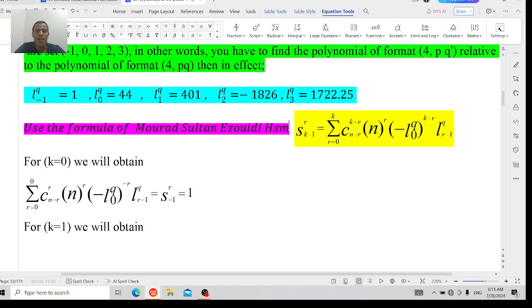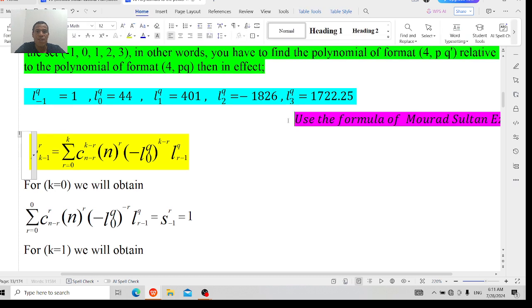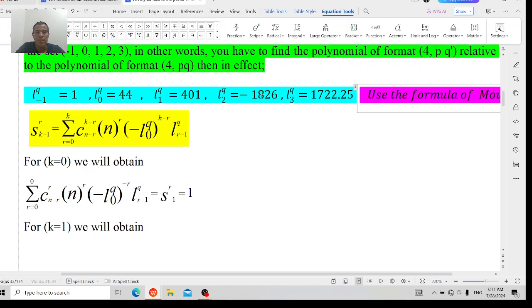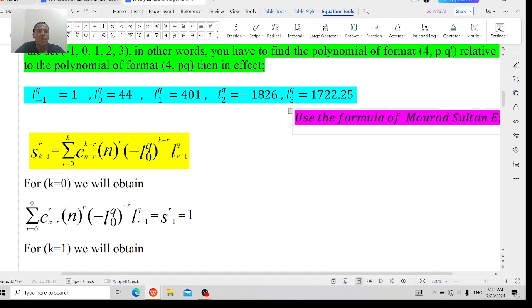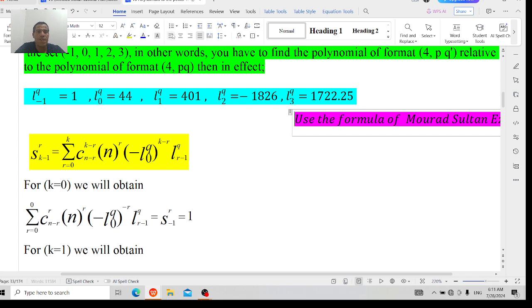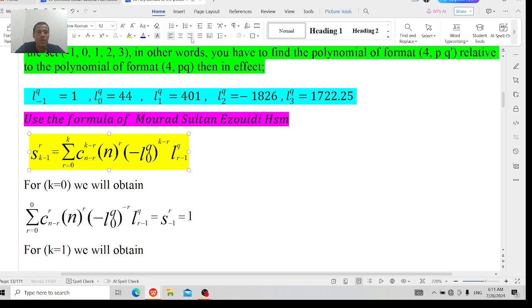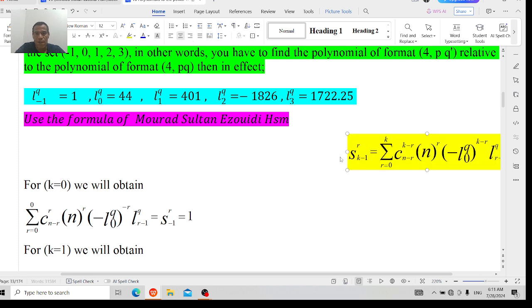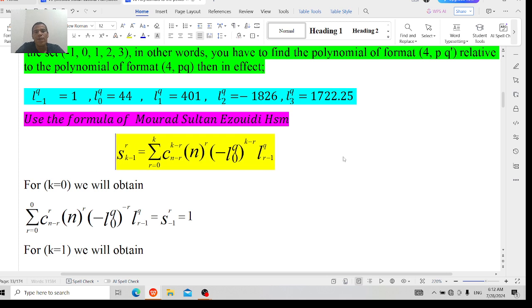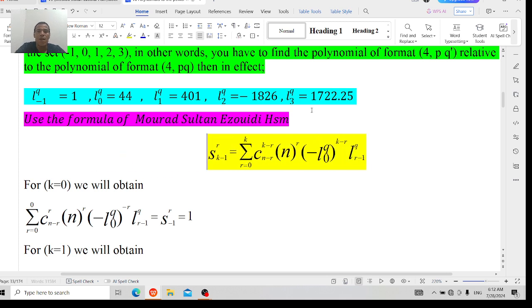You should apply this formula. It will help you to solve any polynomial to the power 4. I will write it here. So this one is going to be the formula of Mr. Mourad Sultan Ezouidi. So start working now, learners.